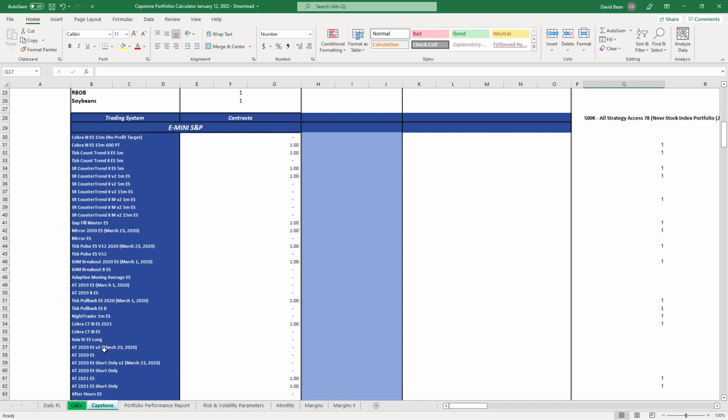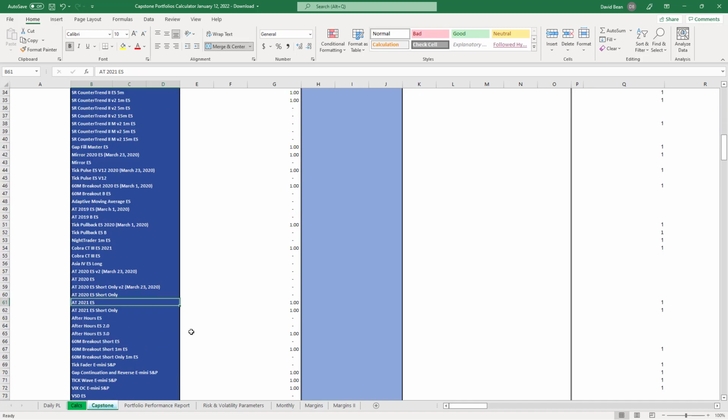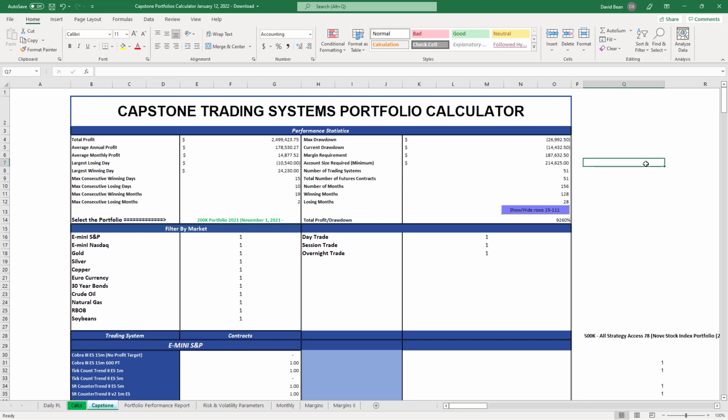And so you don't want to trade too many variations of the same strategy. For example, AT 2020, 2020 V2, you have 2021, and so you don't want to trade too many variations of the same strategy.